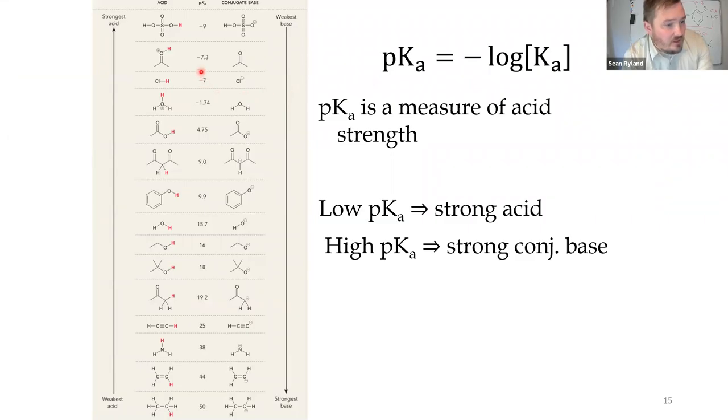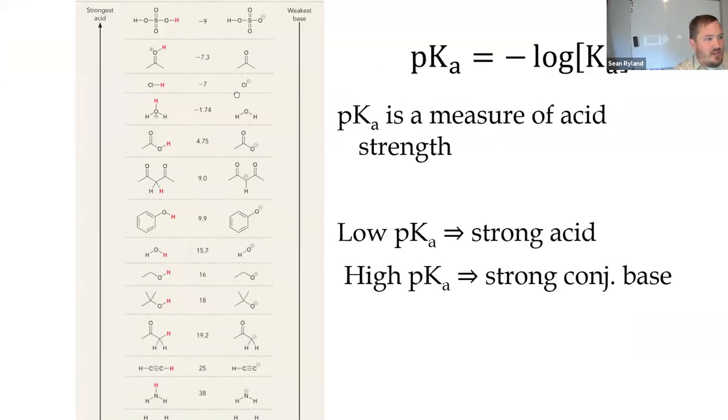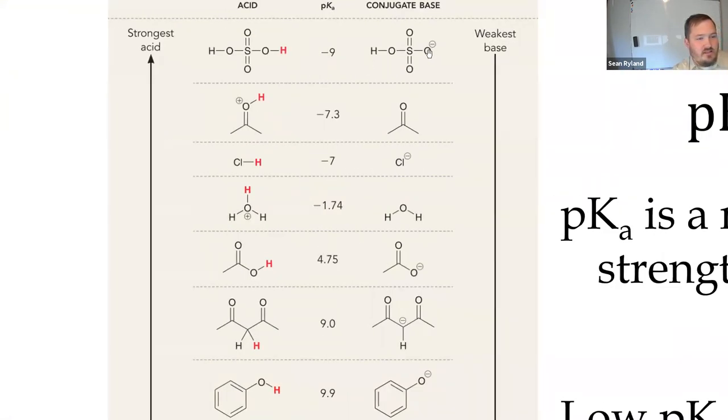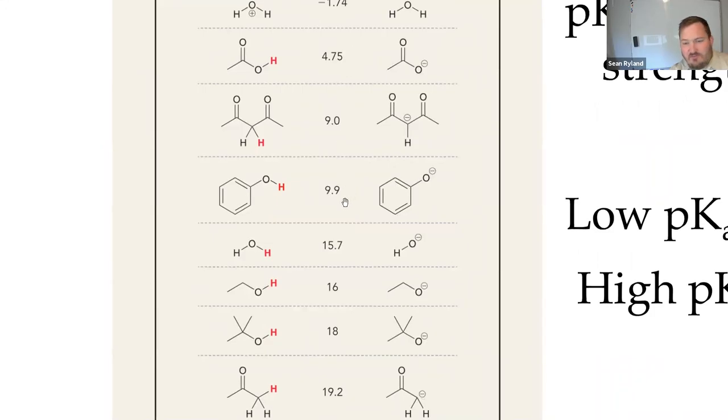Here we go. So this is similar to the Ka charts that we may have seen in Gen Chem. But it's a little bit different in that it's arranged not just by Ka, but by pKa, similar to what we were looking at last week in lab. And it's also arranged by different functional groups.